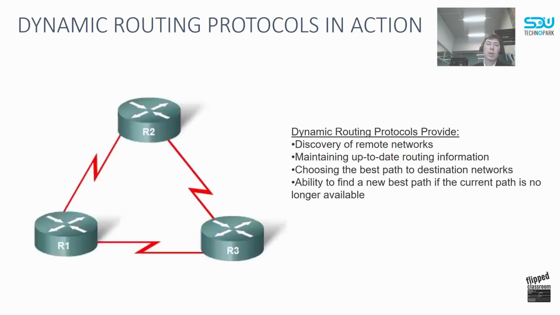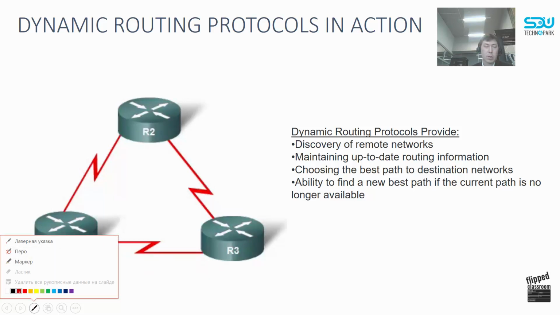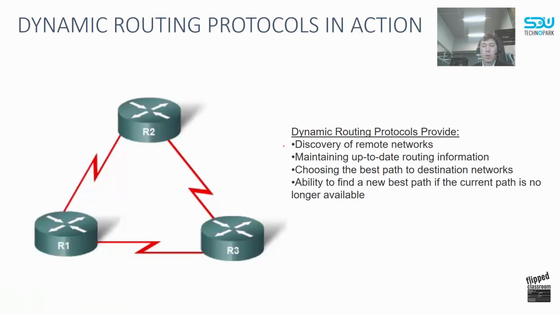Now, let's take a look at dynamic routing protocols in action, and let's see what kind of services are provided to us by dynamic routing protocols. When you configure a dynamic routing protocol, your router starts to generate updates and send them to the neighbors, and the neighbors are doing the same job, and all of the routers keep each other's routing tables up to date. So dynamic routing protocols provide us the service of discovering remote networks.